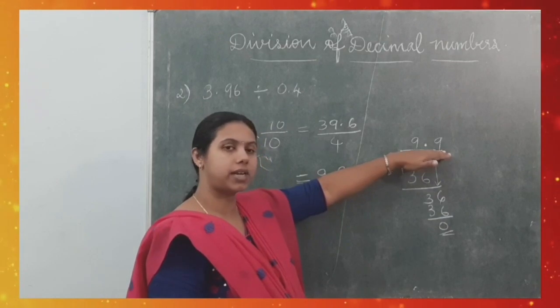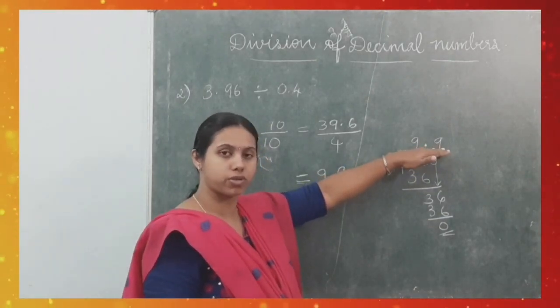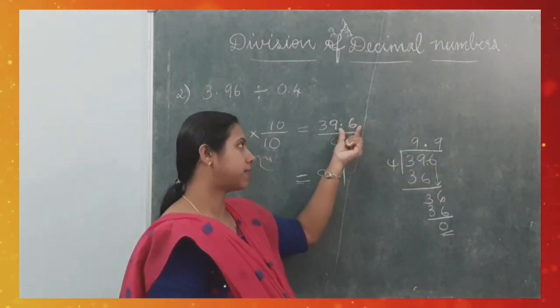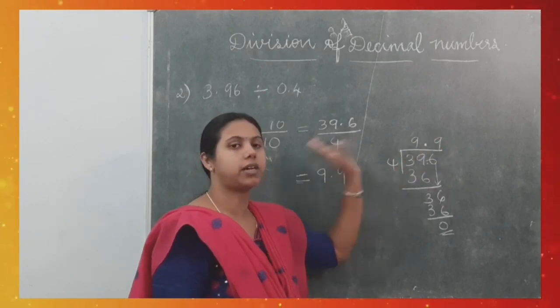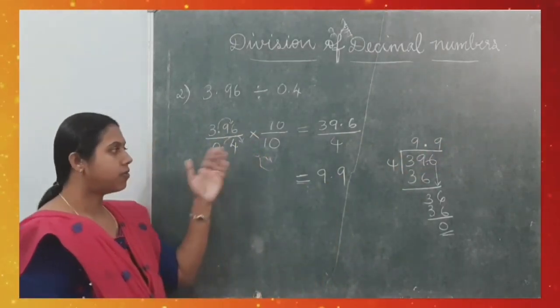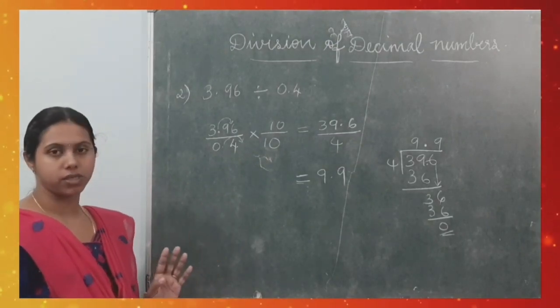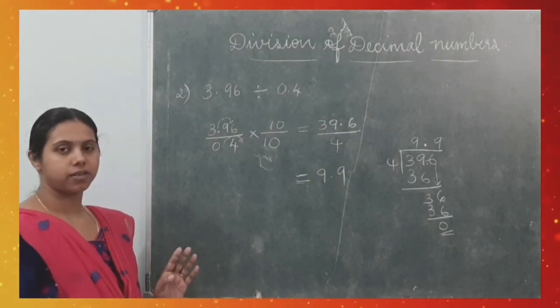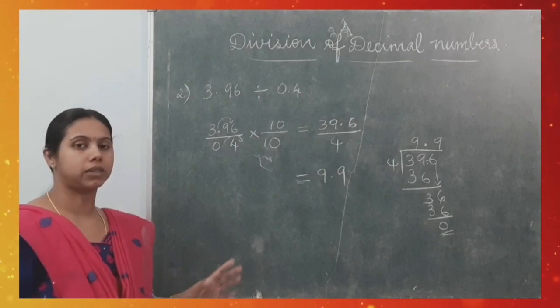Or you can divide as a whole number. Last you can put the decimal point in the quotient. Here only one decimal place, so put one decimal point in the quotient. The same you can do using the fraction also. So which is convenient for you, that method you can opt.